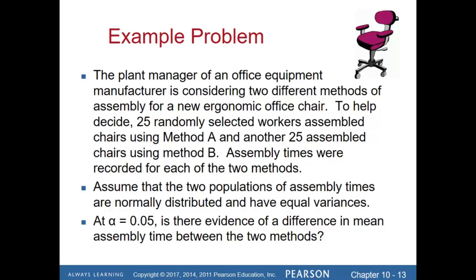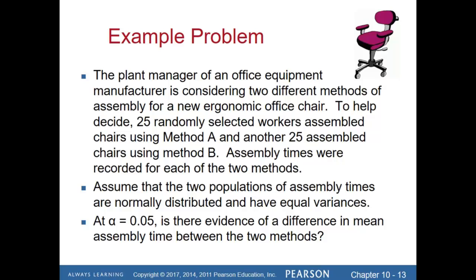We're going to record the assembly times, and those mean times are what we're going to compare to see whether there's a difference between the two. We're told that we can assume that the two populations of assembly times are normally distributed and that they have equal variances. We're going to test at the 0.05 level of significance whether there is a difference in mean assembly time between the two methods.